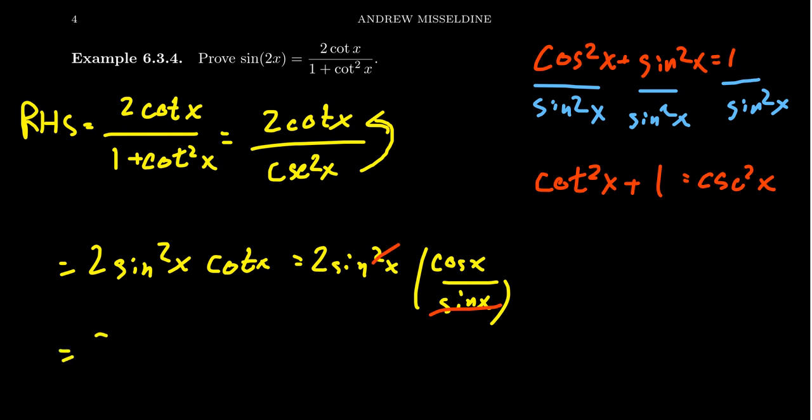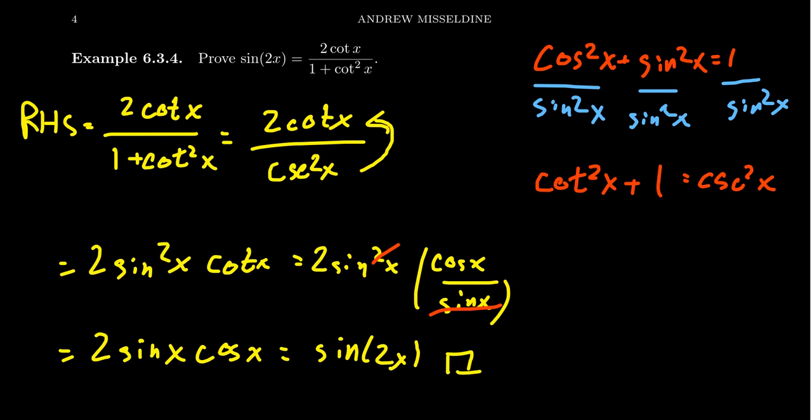So we end up with a 2 sine x times cosine x, for which we know by now 2 sine cosine is just sine of 2x. So proving identities using the double angle identity is really not much more difficult than before. We just have to make sure we look for this sine times cosine. That's 2 times sine cosine, I should say, gives us sine of 2x.